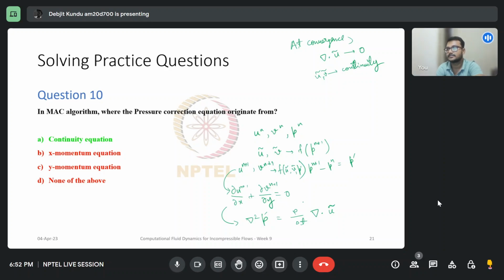So this is known as the pressure correction equation, this equation number 1, and that originates from the continuity equation. So option A would be the correct answer.